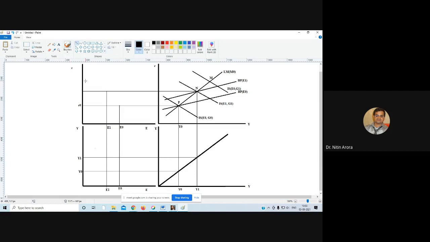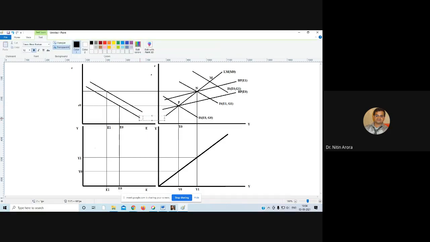So I will be drawing FF curves, one with respect to this E naught, when the level of income is this Y naught. Another I will be drawing FF curve at this point, but the upper curve will be drawn because here the level of income is more. So FF with Y naught. This is FF with Y1 level of income.